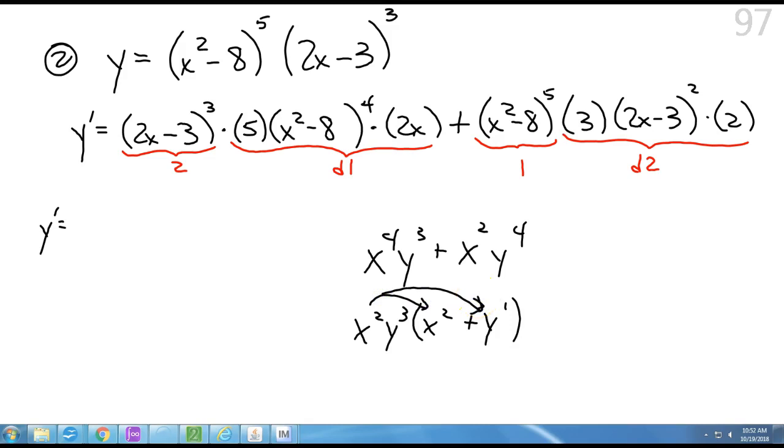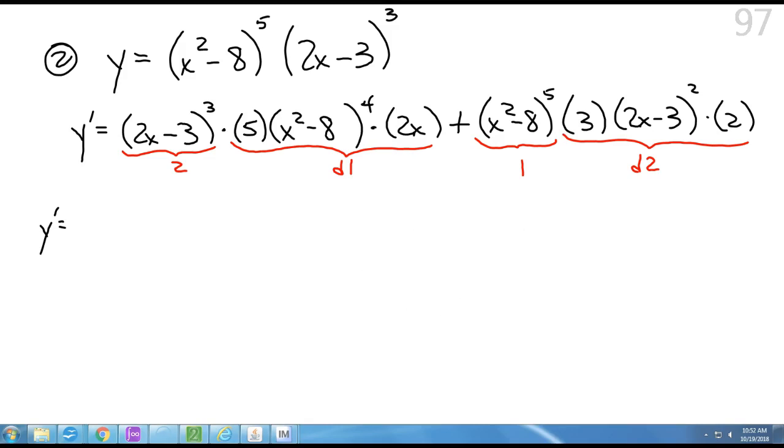The thing I started with, right? That's all I'm trying to do. I'm just doing it on a much larger scale. So, how many 2x minus 3's can I yank out in front? 2 of them. How many x squared minus 8's? 4 of them. So then those are out in front. They're not in there anymore. So now I pulled 2 of those away. There's only 1 left. I pulled 4 of those away.